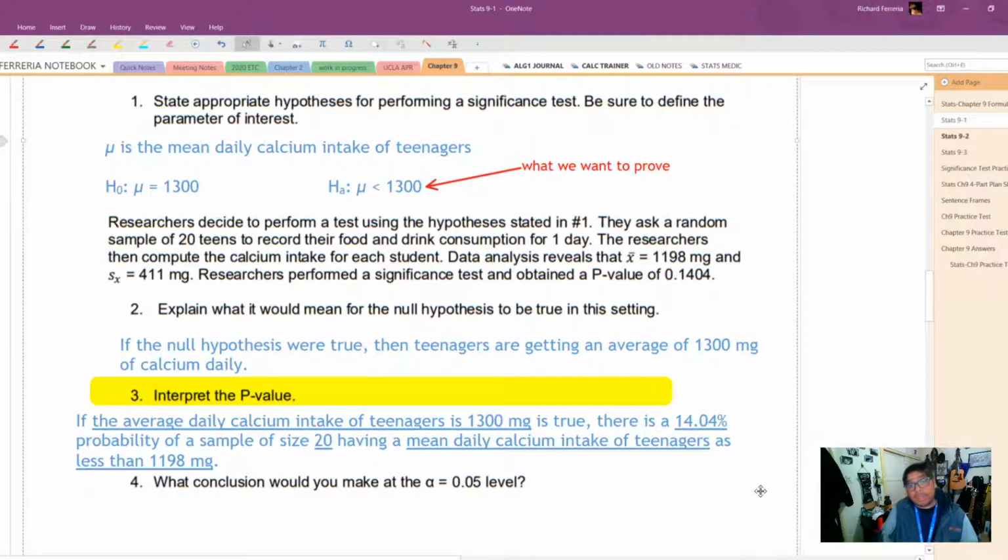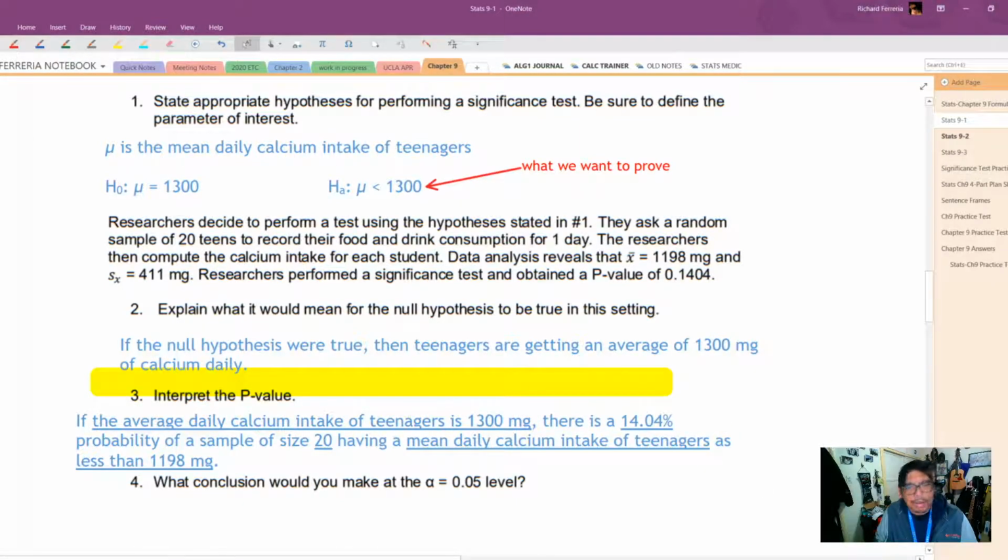Like always, we're going to read this one more time for readability. So if the average daily intake of teenagers is 1,300 milligrams, I don't think I need the is true part here. There is a 14.04% probability that a sample of size 20 has a mean daily calcium intake of teenagers. Okay, I think the of teenagers is redundant there. As less than 1198. Okay, I don't think I need as also.